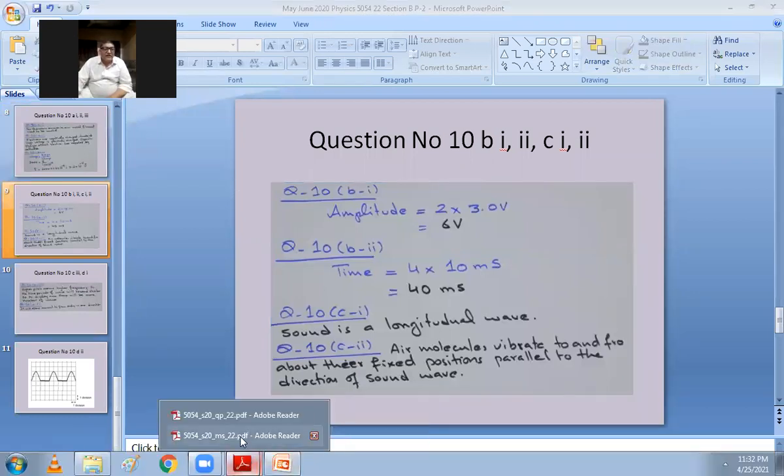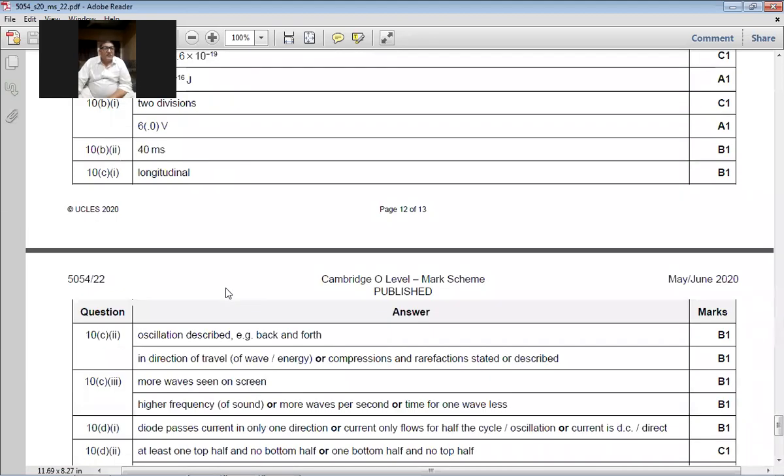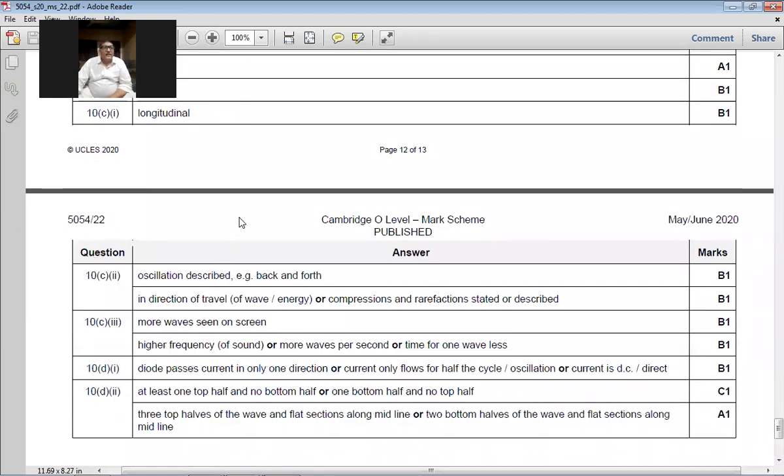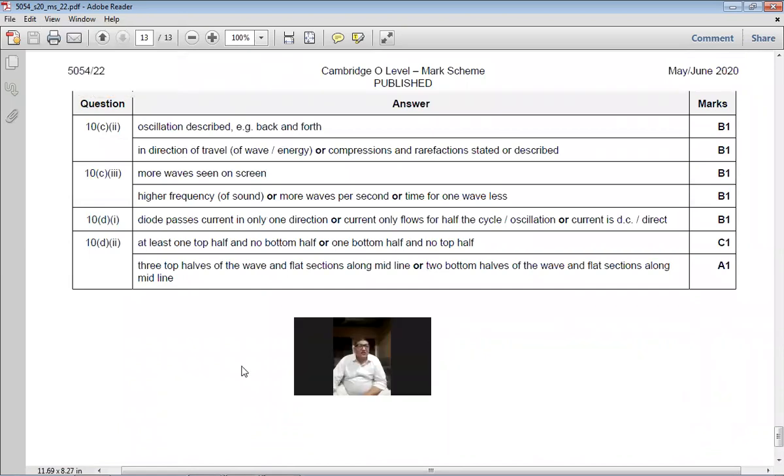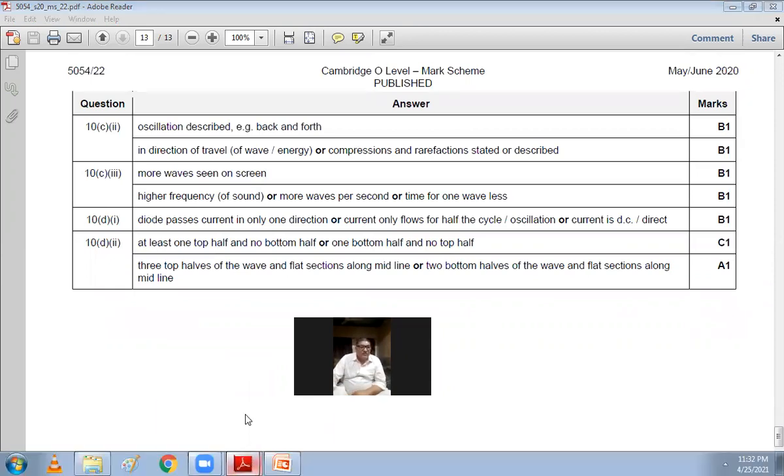So let's check what the marking scheme has to say. It's a longitudinal wave, for the first part, you can see. And then the oscillation described, for example, back and forth in the direction of travel, or we say parallel to the sound waves. Or compression and rarefaction stated or described. So it's a 2 mark question. Hopefully the marking scheme is also in front of you. I have written an answer; you can also write a better answer. So let's move to the next part.